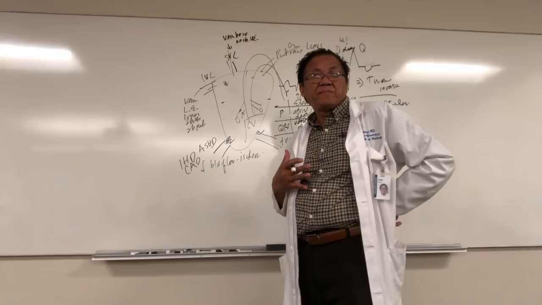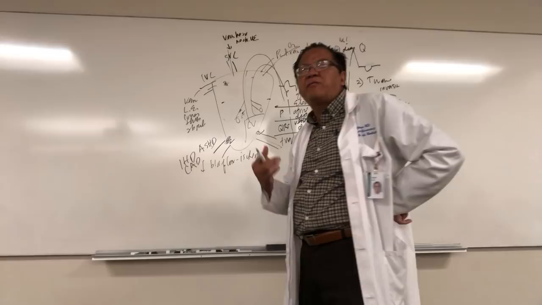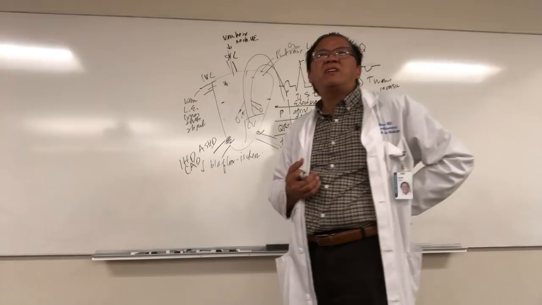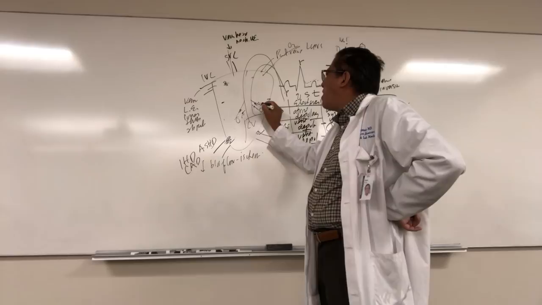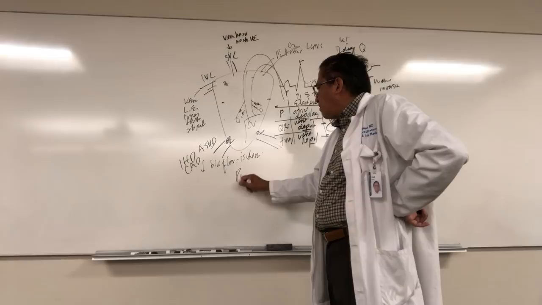Now there are two types, stable and unstable. Which one is precipitated by exercise and relieved by rest? Stable. Which one is not relieved by rest? Unstable. Which one is not because of fat deposit, but rather the muscles here, remember there are smooth muscles in the tunica media? If they go into vasospasm, what's the term we use?